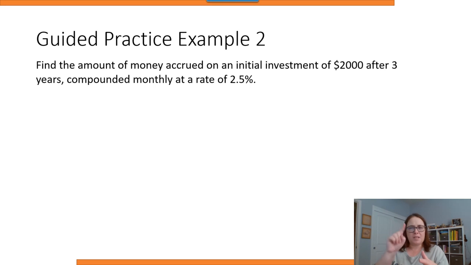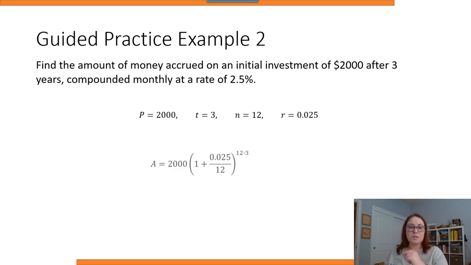And so the first thing I'm going to do is take all these numbers they gave me and assign them to the appropriate variable, so I plug them into the right spot in the formula. So the $2,000 is my initial investment. That's the principal. The time is 3 years. It's compounded monthly, so N is going to be 12 for 12 months. And that 2.5%, if I convert that to a decimal, I'm dividing by 100, so I get 0.025 for the rate.